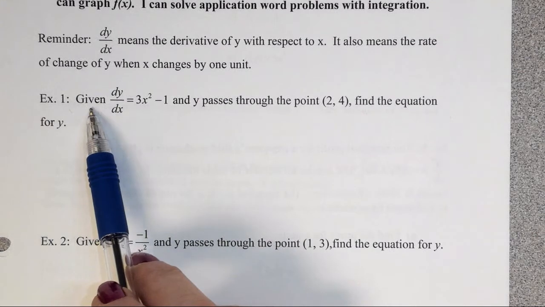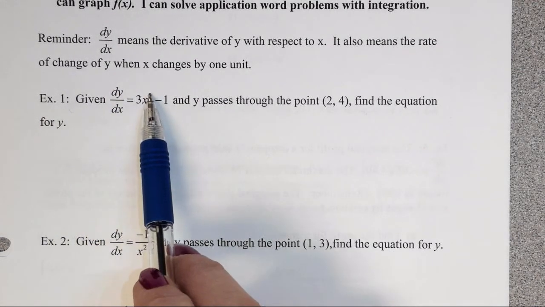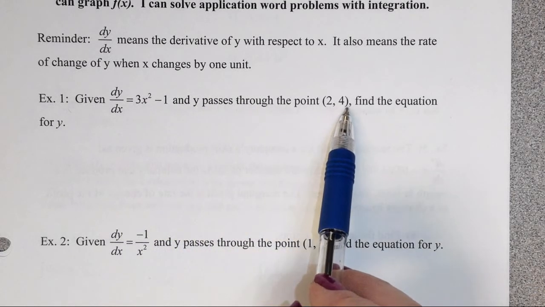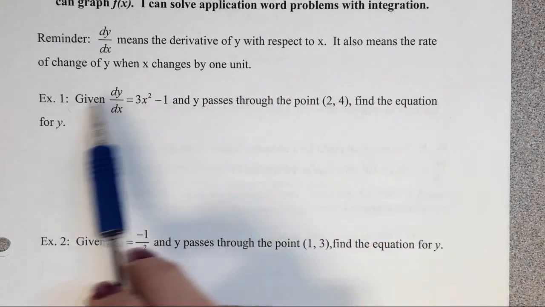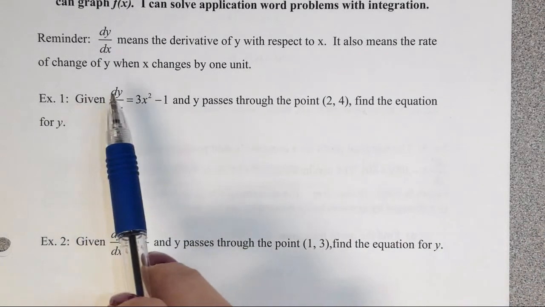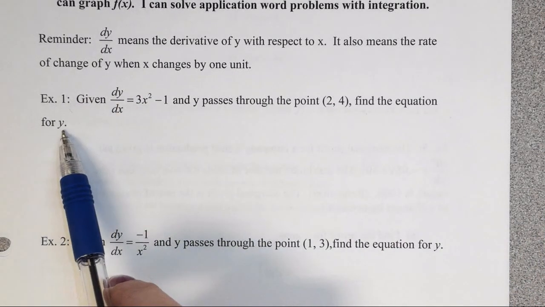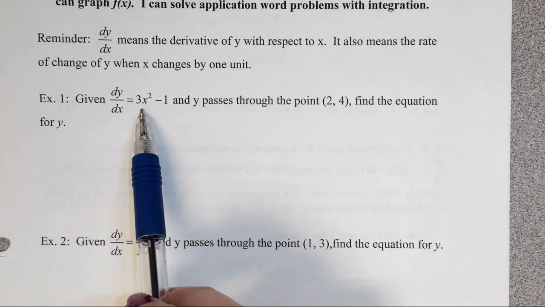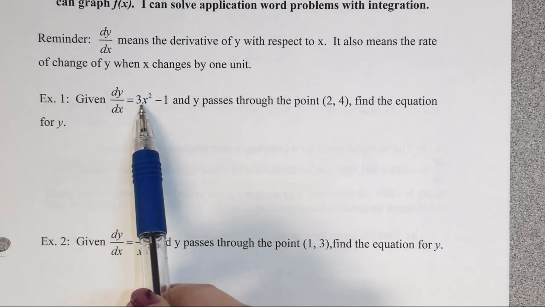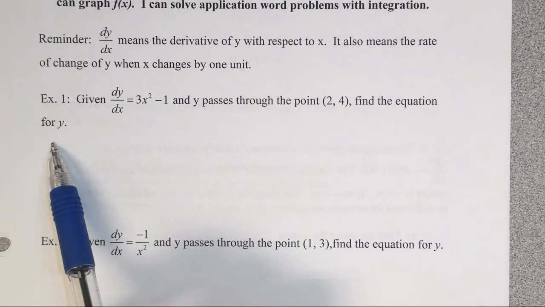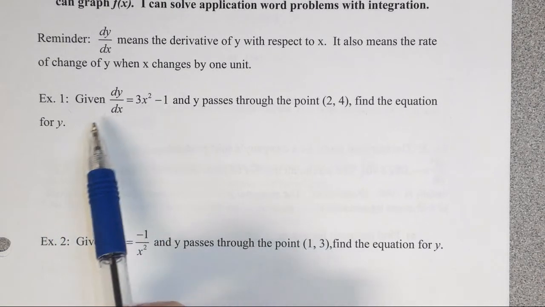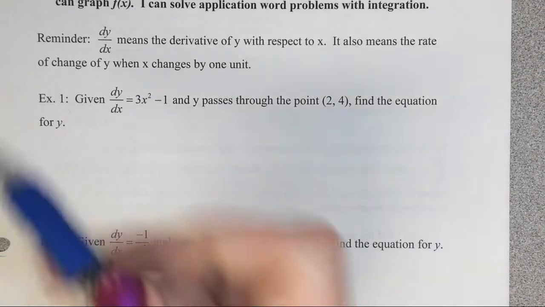So the first example says we're given that dy dx is 3x squared minus 1. And we're told that y passes through the point 2, 4. We want to find the specific equation for y. If we know what the derivative is, how do we find the original function? What do we do to this? Take the integral. This is the derivative. We want to know what the original was, right? Think about this, guys. You know the derivative. You want to know the original, so you would have to integrate.